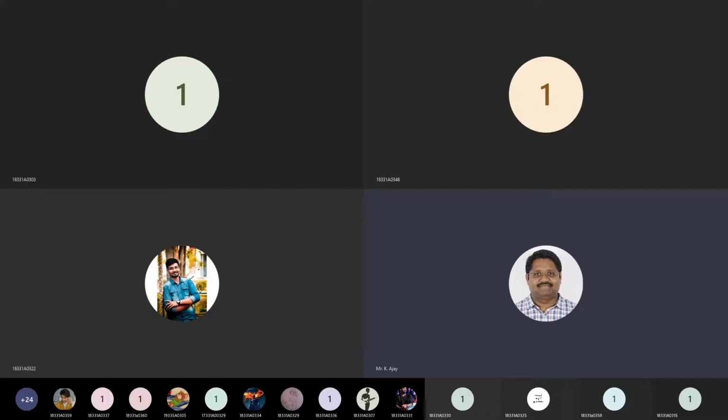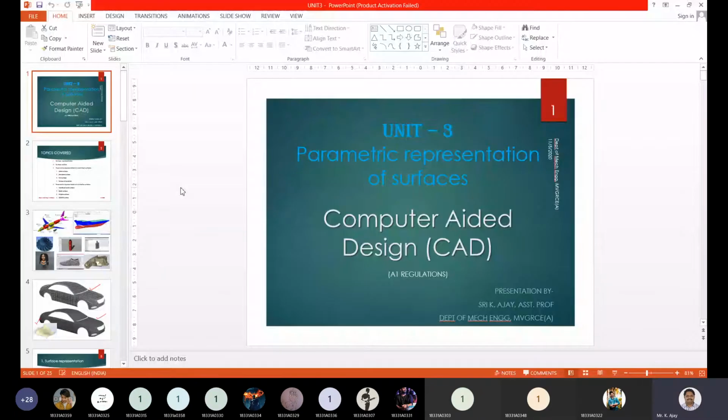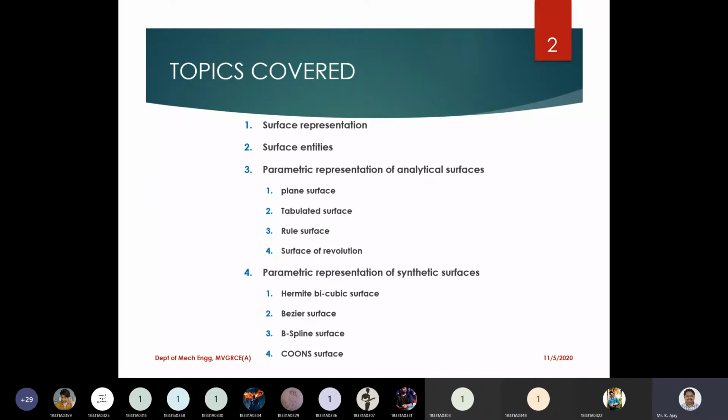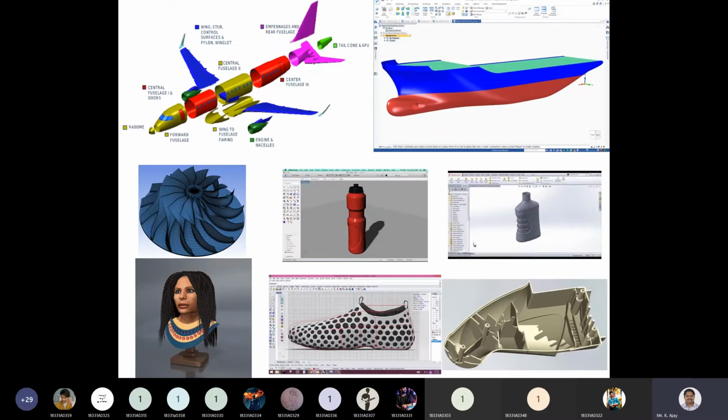In this particular class, we started a discussion about the third unit. Let me switch on the full screen mode. We were discussing how to represent different types of surfaces, as well as the parametric representation of those surfaces. Last class, some of the topics were already discussed till the tabulated surface.